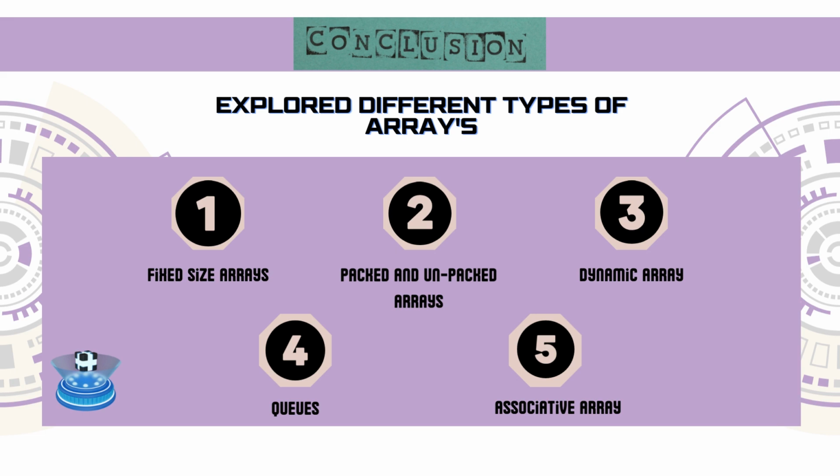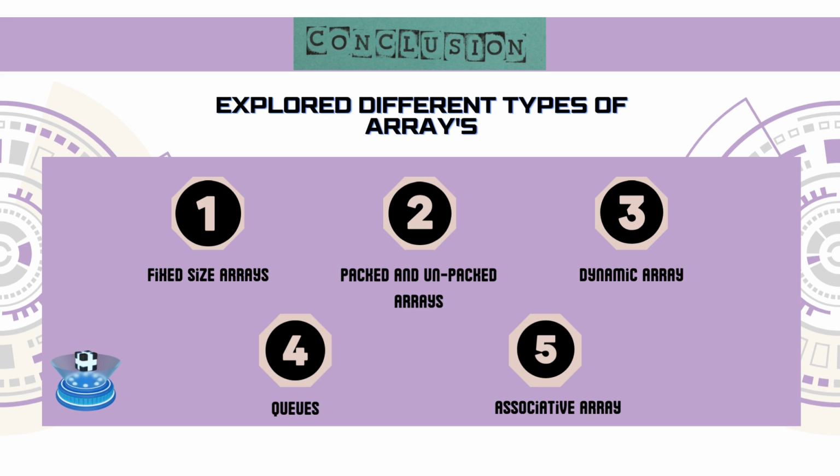Fourth, we have queues. Queues are a type of dynamic array where elements are added to the back of the array and removed from the front of the array. Queues are useful for implementing FIFO, first in, first out, and LIFO, last in, first out, behavior. Finally, we have associative arrays. These are arrays where each element is associated with a unique key, rather than an index. Associative arrays are useful for storing data where the keys have meaning, such as a dictionary or a phone book.